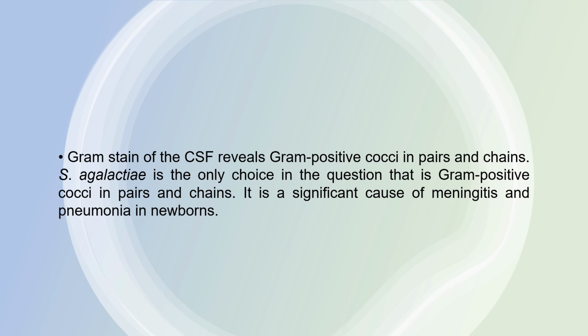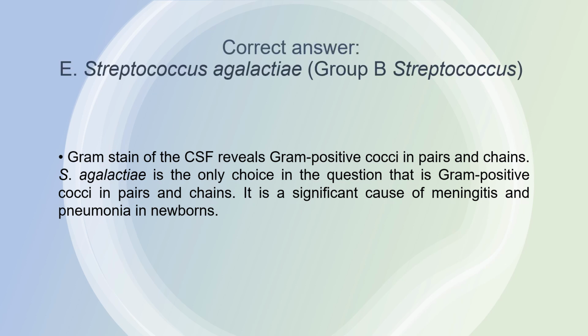Well, based on gram stain, we have gram-positive cocci in pairs and chains. Streptococcus agalactiae is the only choice in the question that is gram-positive cocci in pairs and chains. Therefore, choice E, Streptococcus agalactiae or group B Streptococcus is the correct answer. It is a significant cause of meningitis and pneumonia in newborns.